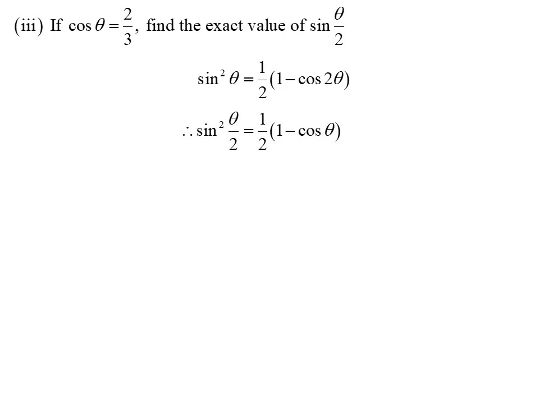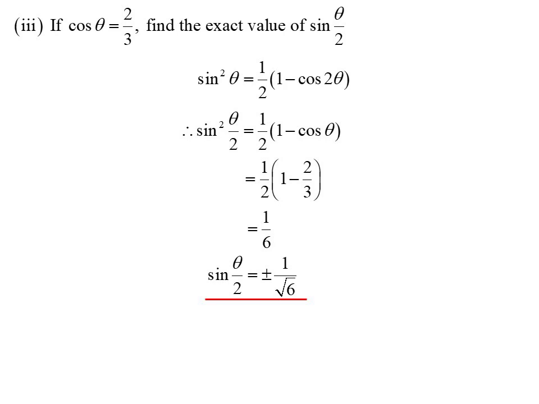So instead of theta, I've got half theta, which means instead of 2 theta, I've got theta, double the theta on 2. Let's substitute in our cos theta, and I end up with that sine squared is 1 on 6. There's 2 possible answers. So unless I have more information, I don't know whether it's going to be positive 1 on root 6 or negative 1 on root 6.